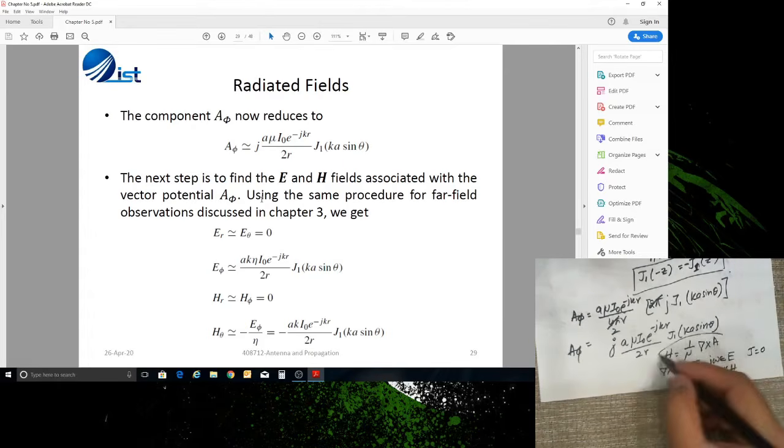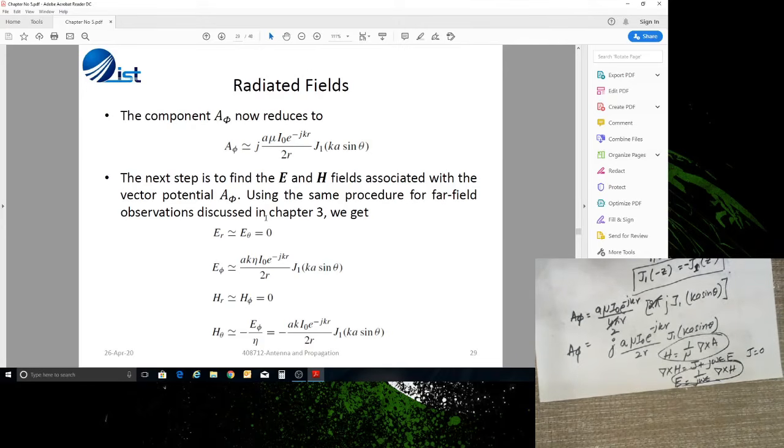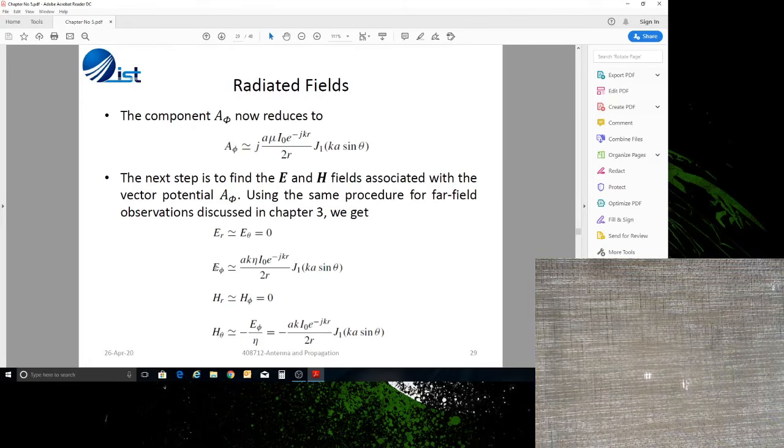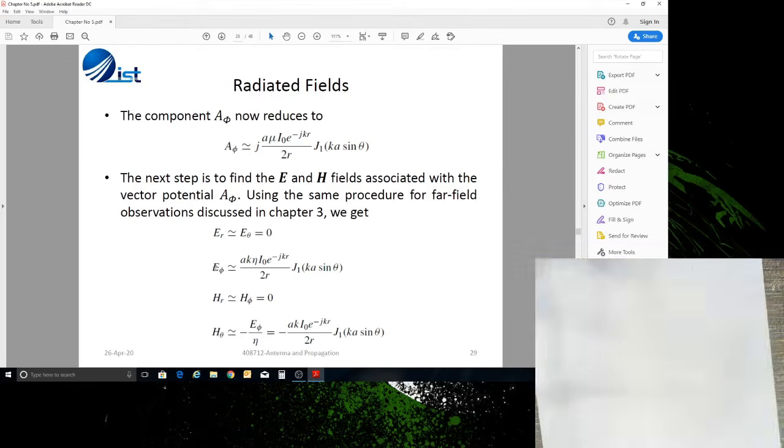So again हम ये expressions use करके we can find the E and H field. So if you apply these curls, you can actually find that this A phi component will result in a phi component of the E field. The R and theta components will be 0, and likewise the H theta component you can find from this E phi component as well. And let me just take a new piece of paper.